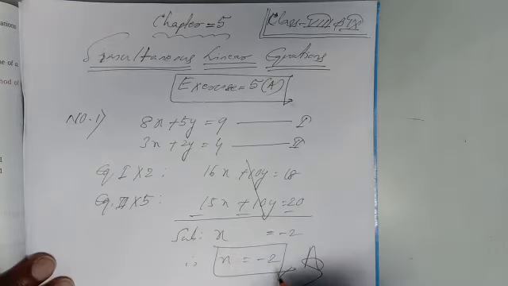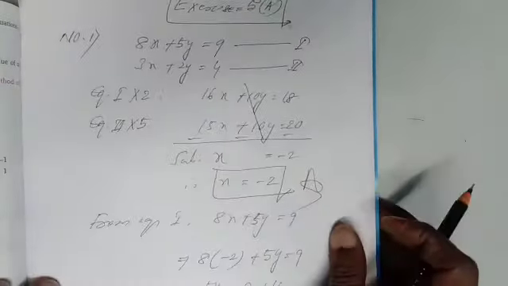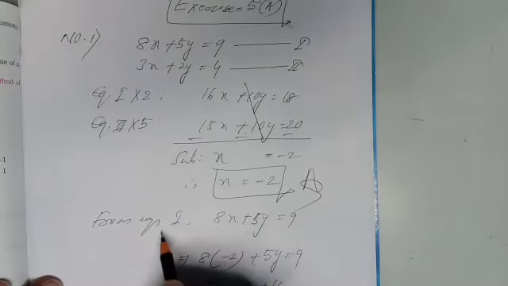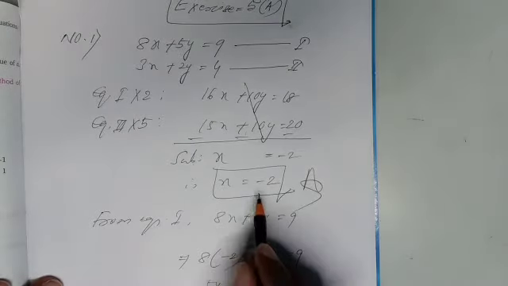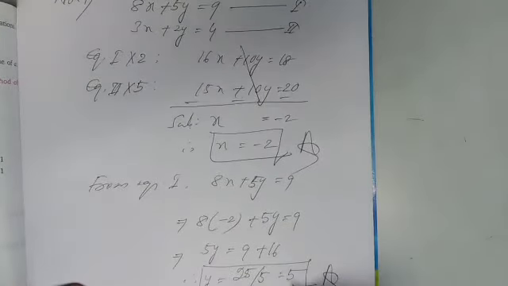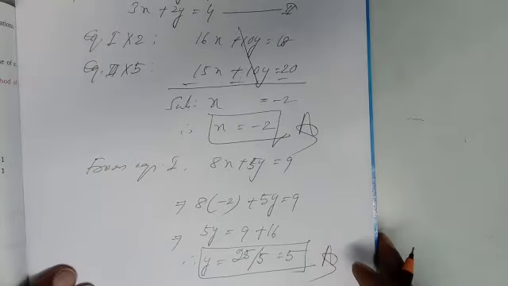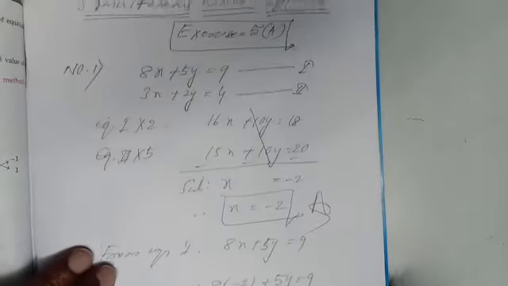Then the answer coming is x = -2. Putting the value of x in equation 1, x = -2 put here, then the result will be y = 5. In this way I am getting the value of x and y by the elimination method.